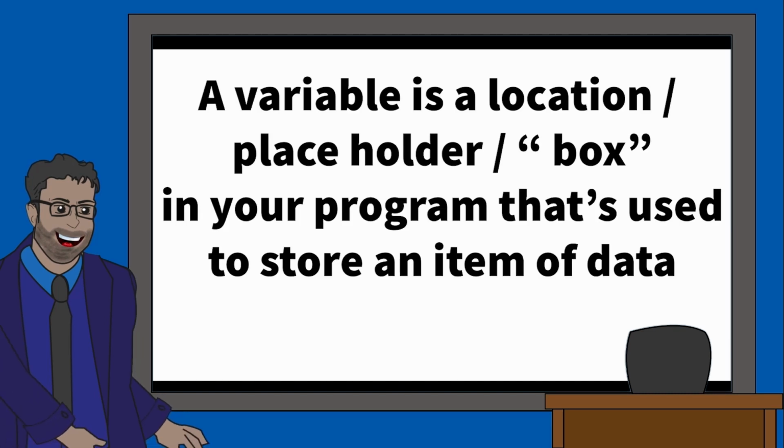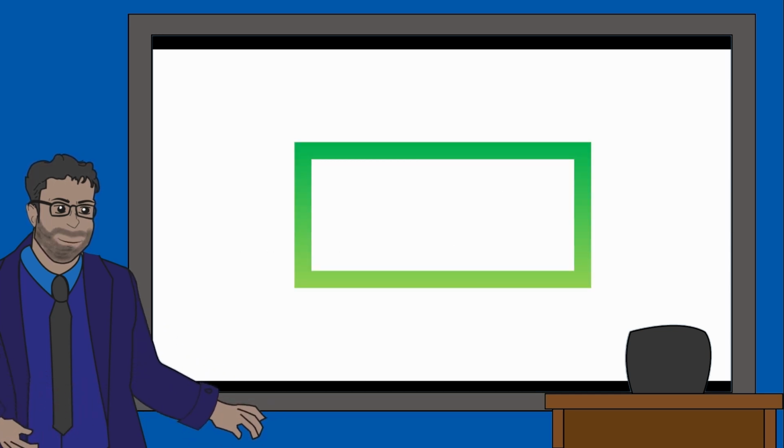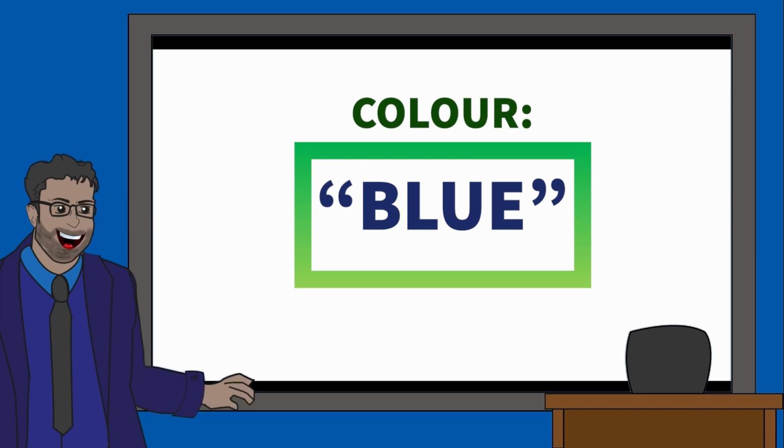What is a variable? A variable is a location in your program that's used to store an item of data. Think of it like a box which you can store one item inside. But why are they needed?